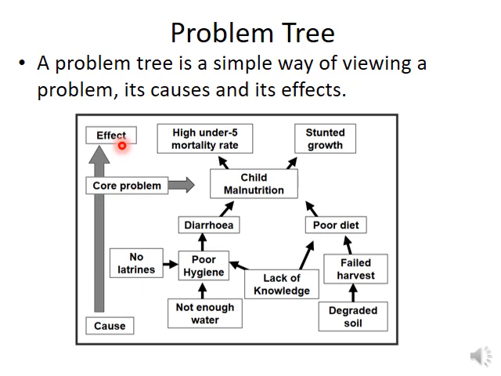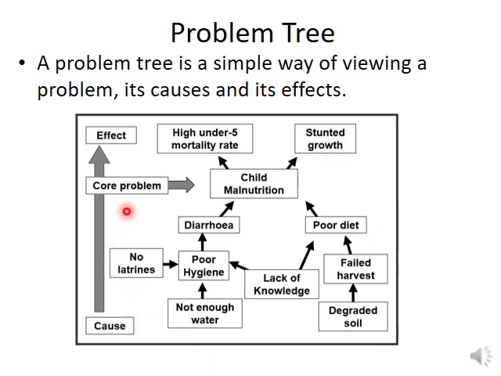Now, the effects up here are the leaves or the branches of the tree. And there are 2 written here. The first is high under 5 mortality rate. Tingkat kematian tinggi untuk balita. And then stunted growth. It means pertumbuhan lambat for children. All right?